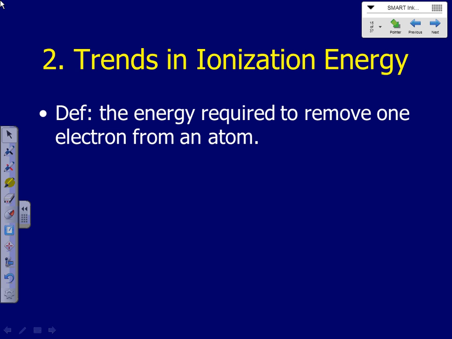Let's talk about the trends then. Even before I put on an example, I think we could explain this. If the strength of the pull or the strength of the hold determines how much energy you need, let's talk about it. As I move down the periodic table, what should happen to the amount of energy needed to rip off that first electron? What should happen to the ionization energy?